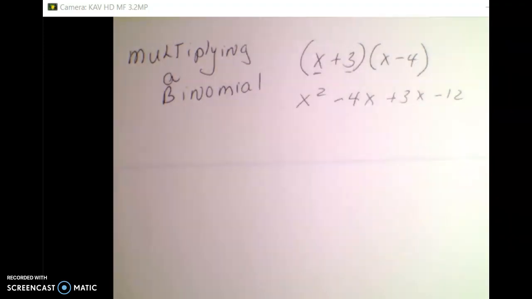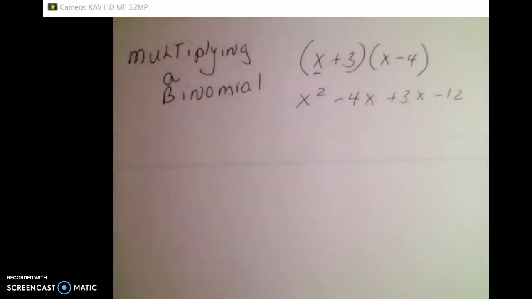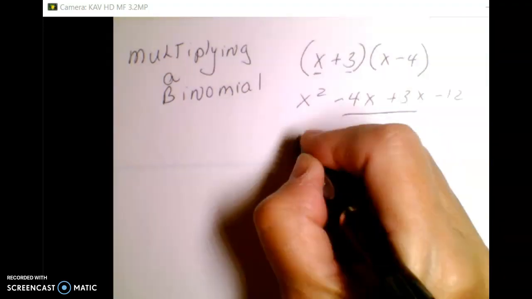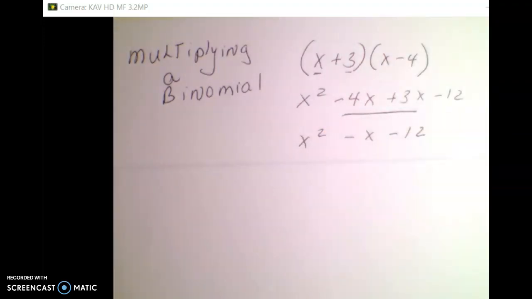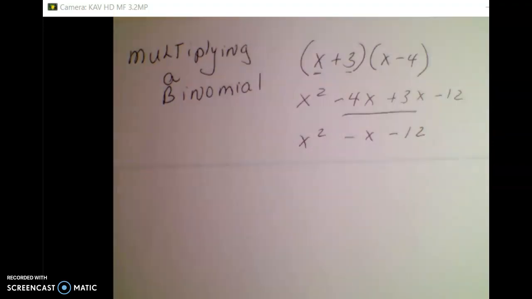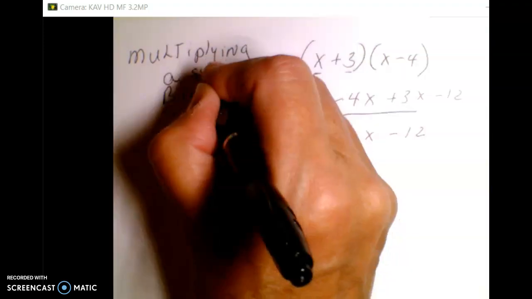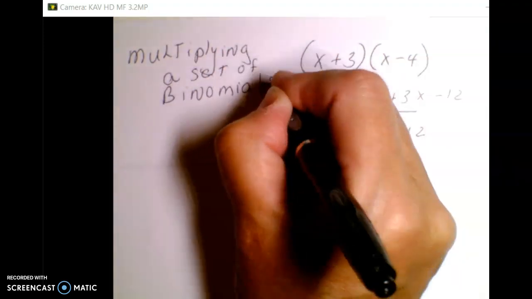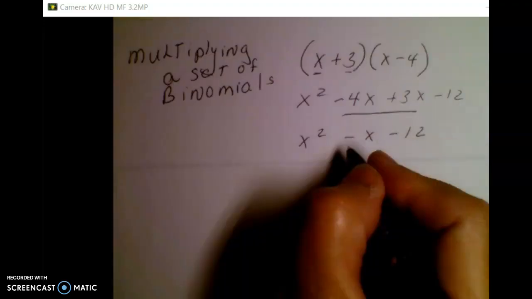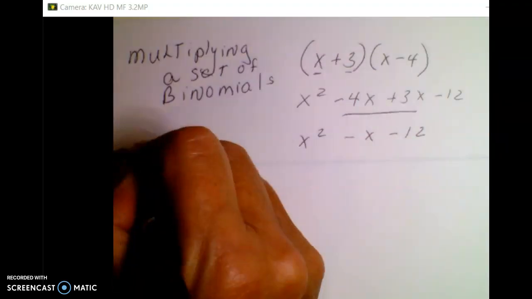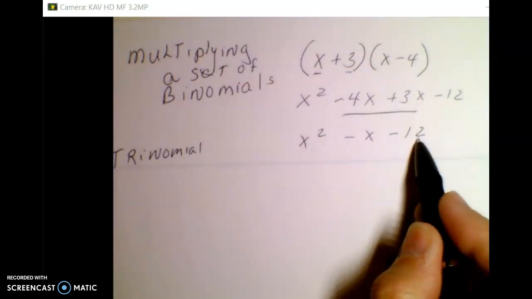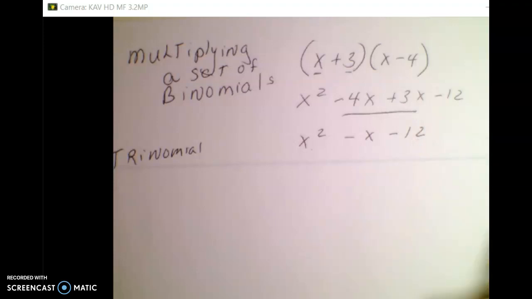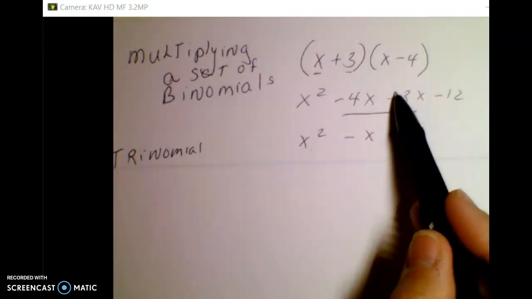All right, so the next thing I'm going to do is combine like terms. So I'm going to add these two together. Okay, so I just multiplied a set of binomials, I should have said, and my answer is a trinomial. Why tri? Because it has 3 parts. 1, 2, 3 parts. Okay, so what we're going to do now, this is what we practiced over the summer.